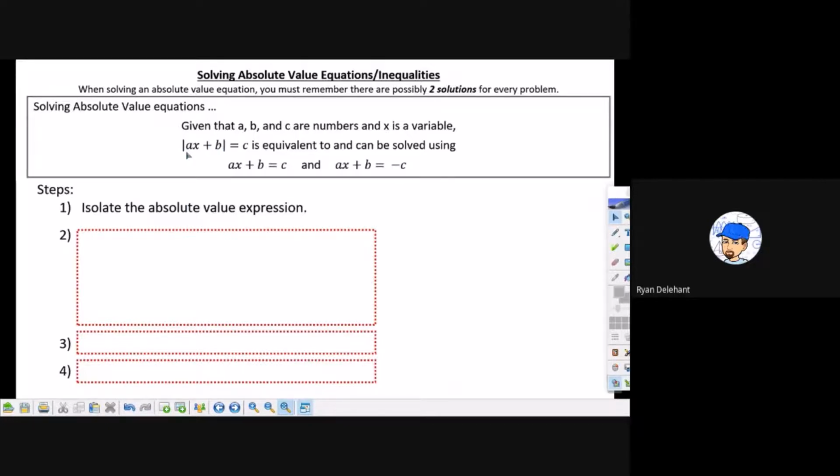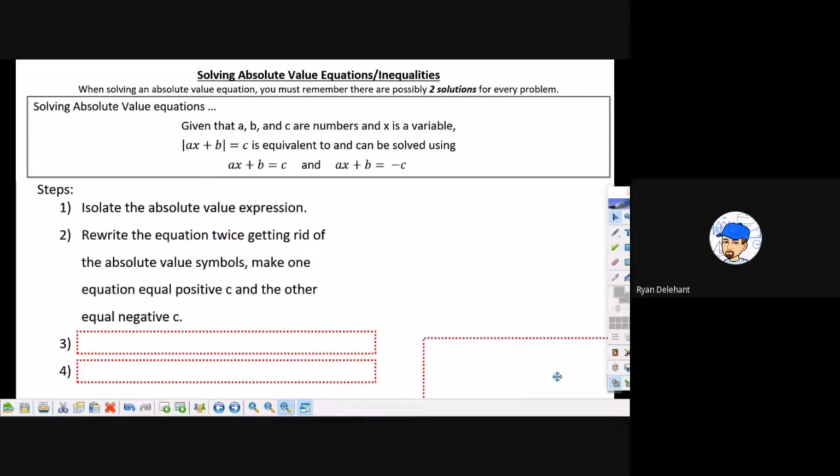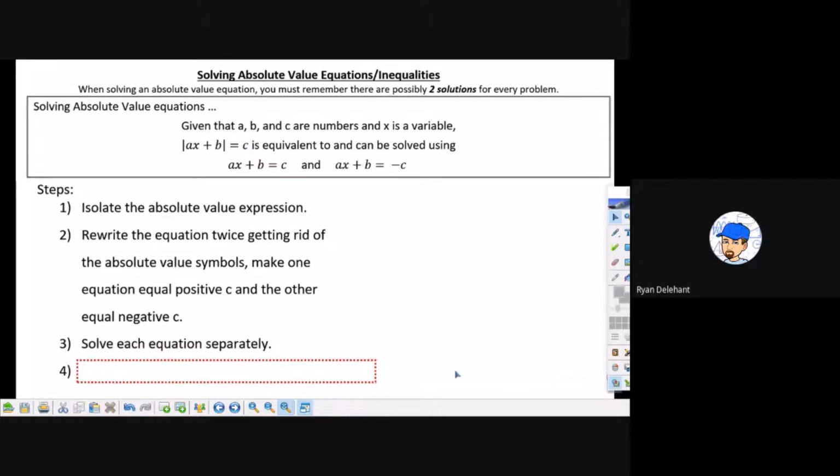So it's just the absolute value and whatever's trapped inside of it on one side, equal to a number. And then we're going to rewrite the equation twice, getting rid of the absolute value symbols. We're going to make one equal the positive answer and one equal the negative answer. We're switching the positive or negative sign of the single answer on the outside. And then solve each one of them just like you would a normal equation. They're both possible answers for an absolute value.